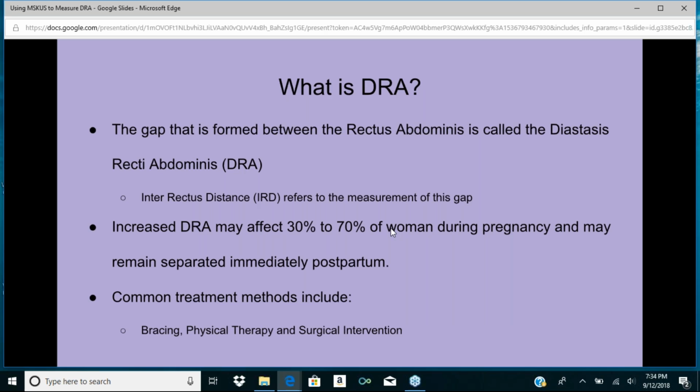So what is a DRA? The DRA is the gap that is formed between the rectus abdominis, and that is called the diastasis recti abdominis, or DRA. We measure it by the interrecti distance, which refers to that measurement of that gap. So an increased DRA may affect about 30 to 70% of women during pregnancy, and it may remain separated immediately postpartum. Common treatment methods for a DRA would include bracing, physical therapy techniques, and surgical intervention if it's really bad.